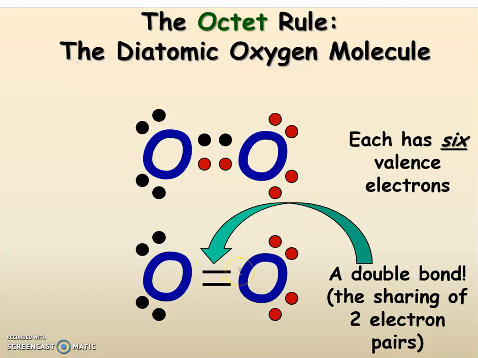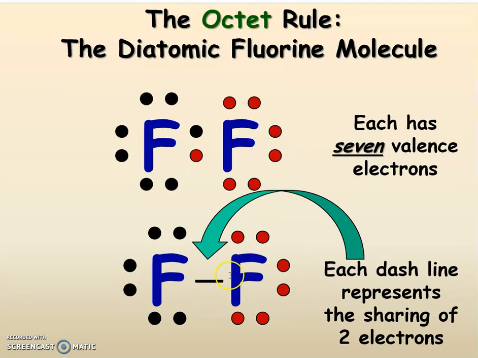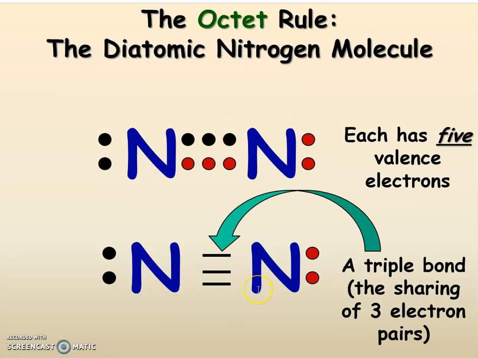Each dashed line represents 2. Okay, and of course, this is called a double bond, right? So you have single bond, double bond, and then, of course, we can have a triple bond. The triple bond is the highest bond that you can have altogether. So you can have single, double, or triple.